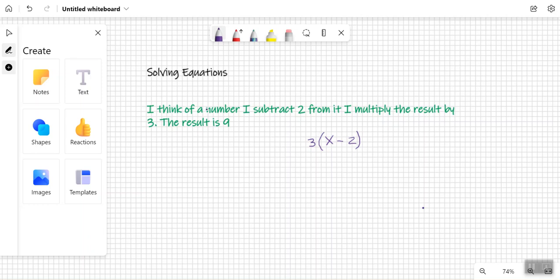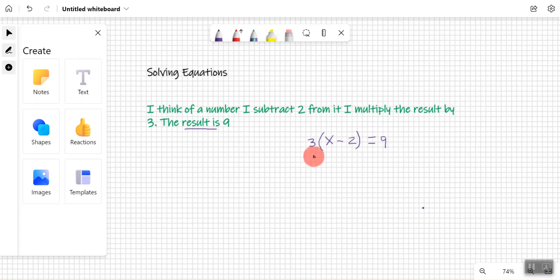And then it tells us that the result is 9. That means that after I take x, I subtract 2 from it, the answer then I multiply by 3, the result is going to be equal to 9. So it's going to look something like this. What we've done there is we've taken this word problem and we've translated it into an algebra expression.